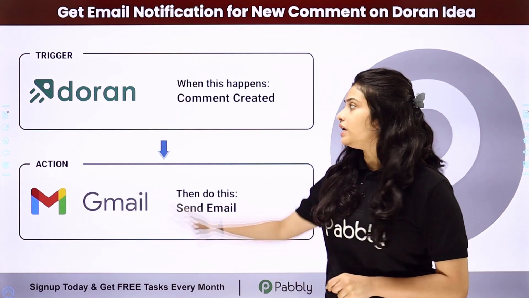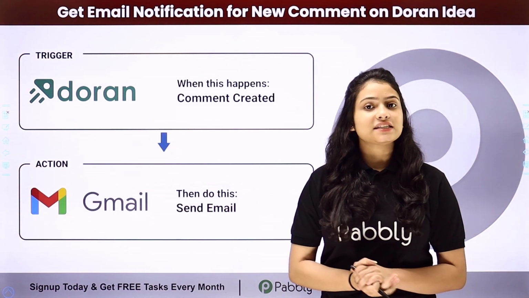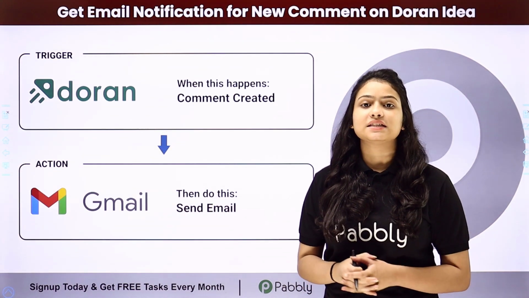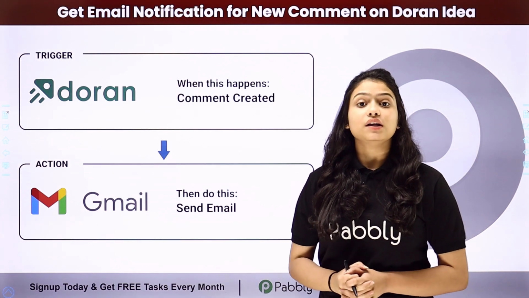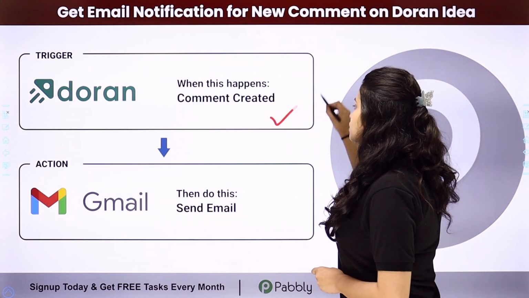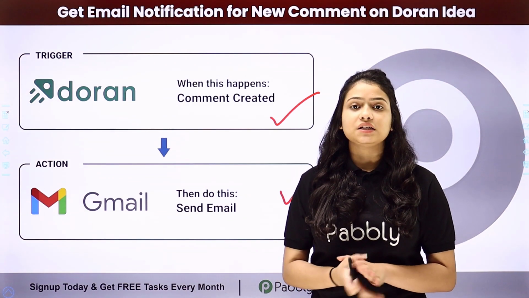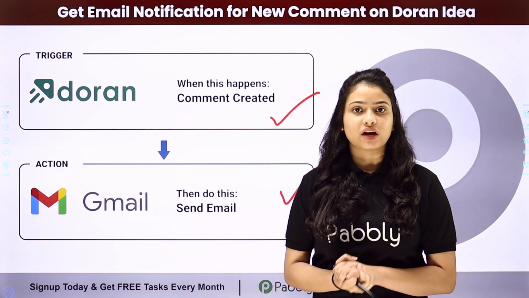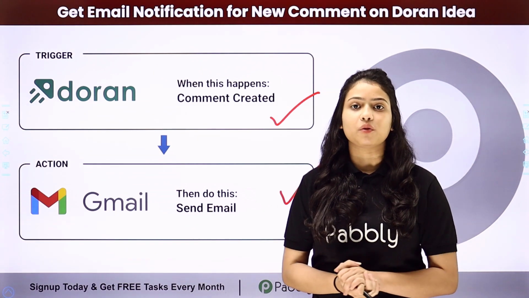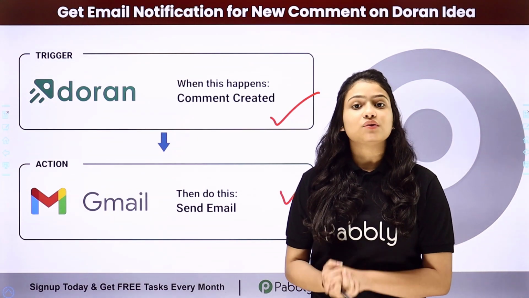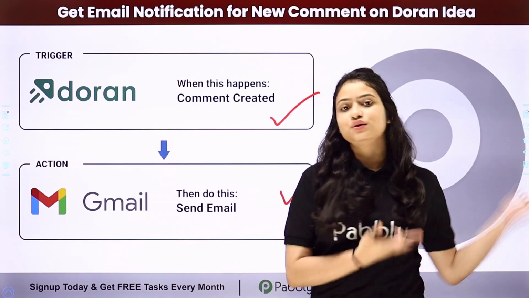For that we will have to integrate Doran and Gmail, and to do the same we are going to use Pabbly Connect, which is an amazing automation and integration software. Now what we are going to do, we have Doran in our trigger and Gmail in our action. So we will be connecting both of them by using Pabbly Connect in order to automate this entire process of getting the email notification for every new comment on idea of Doran. And to learn this entire process step by step, let me take you all to my screen.